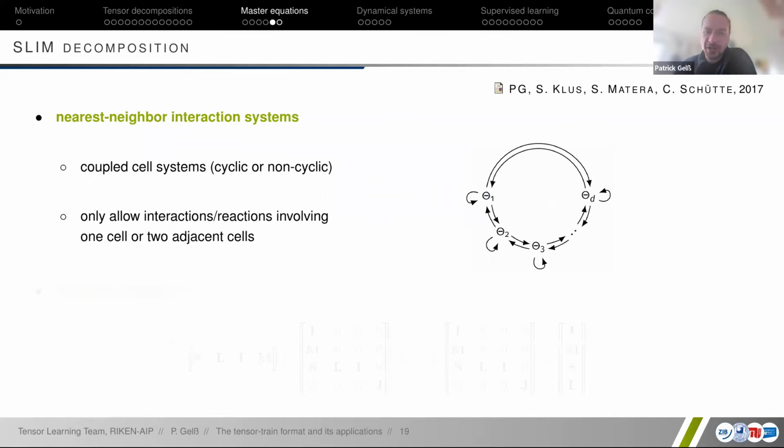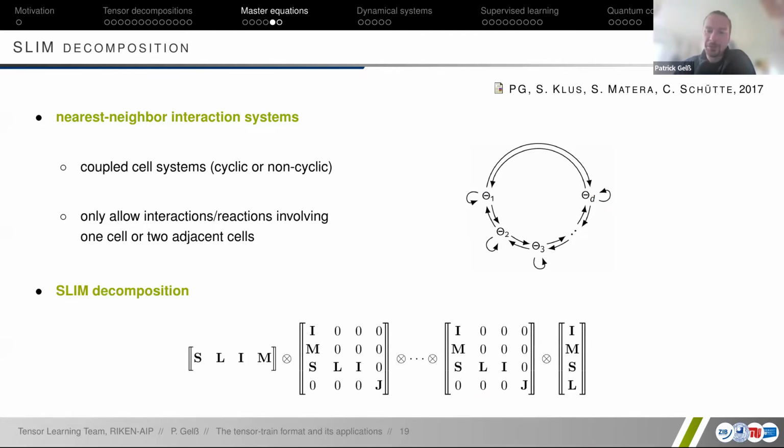So to generalize this, the next step was to construct nearest neighbor interaction systems in general. So not only some catalytic processes or chemical reactions, but in general, some network where we only allow interactions between adjacent cells. And these cells can be quite various systems. So we can write down a compact representation using the core notation of the TT format. This applies to all cyclic or non-cyclic nearest neighbor interaction systems.